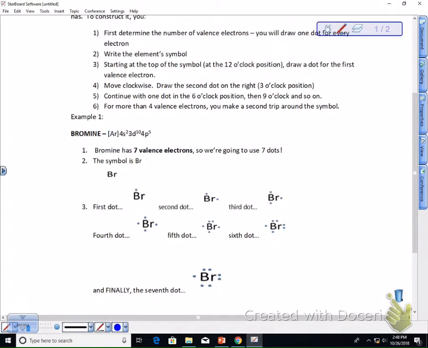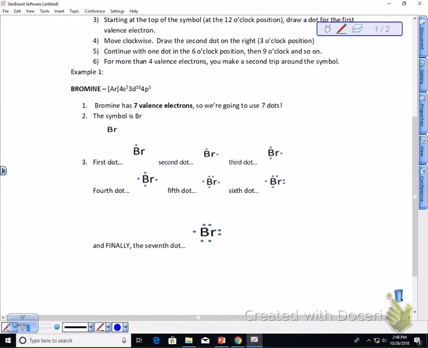Let's work through the first example, and that is bromine. Finding valence electrons is obviously the most important part of this. There are a couple of ways that we've taught you how to do this so far. Notice on the screen that I've given you the electron configuration for bromine.